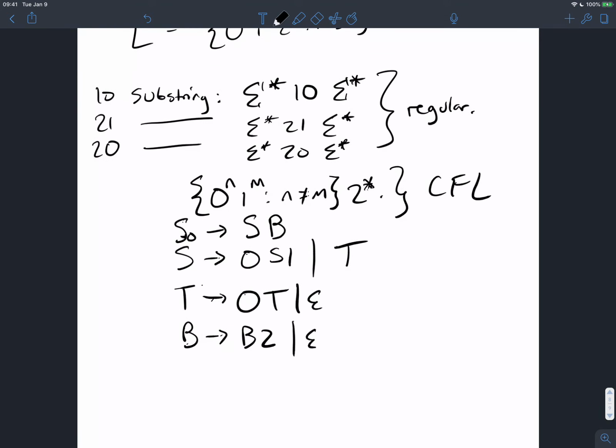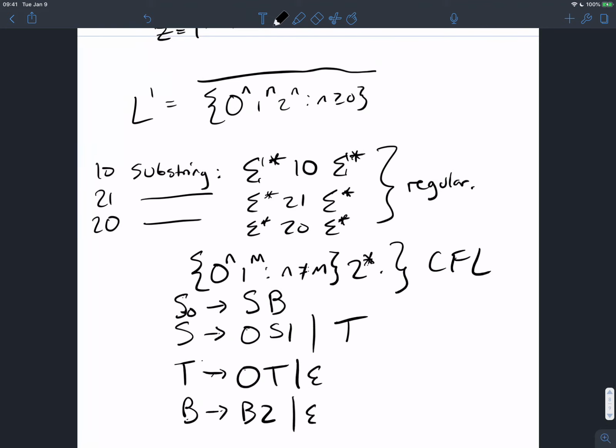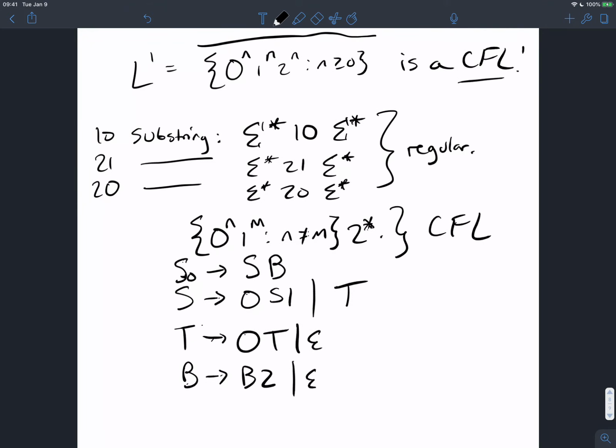Wait, isn't it just the union of regular languages and context-free languages? Are context-free languages closed under union? Yeah. Are regular languages context-free? Yeah. So what did we just show about this resulting language? It's context-free. So in fact, this is a CFL, believe it or not, all because we're just analyzing what the types of strings look like. So what did we just show about context-free languages in general? They're not closed under complement.